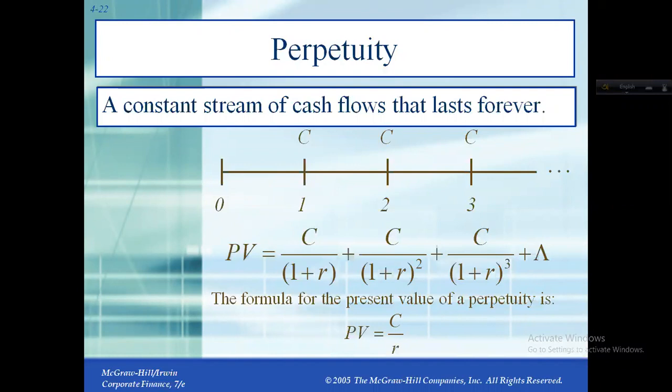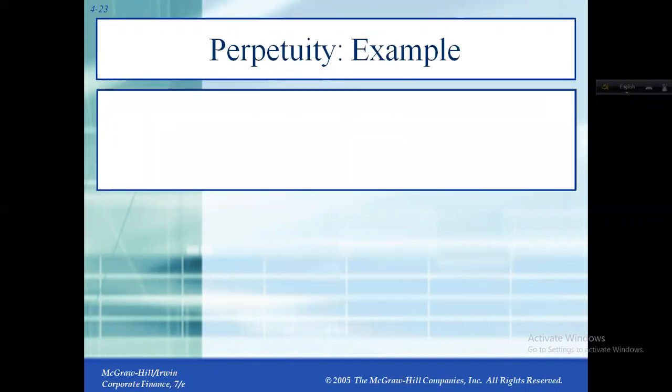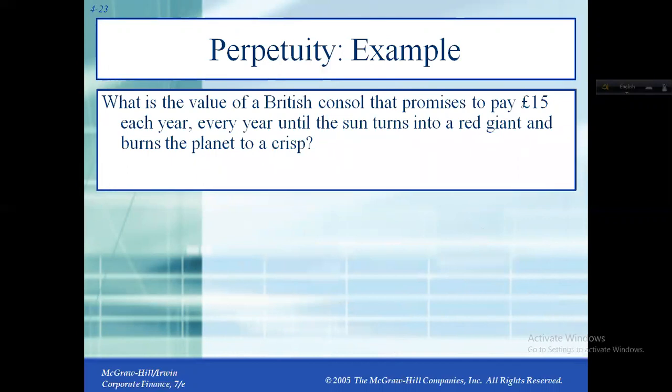C divided by (1 + r) to the power 1, plus C divided by (1 + r) to the power 2, plus C divided by (1 + r) to the power 3, and so it goes on. So the main formula used to calculate perpetuity is present value equal to C divided by r, where C means coupon that is fixed and r is the interest rate.